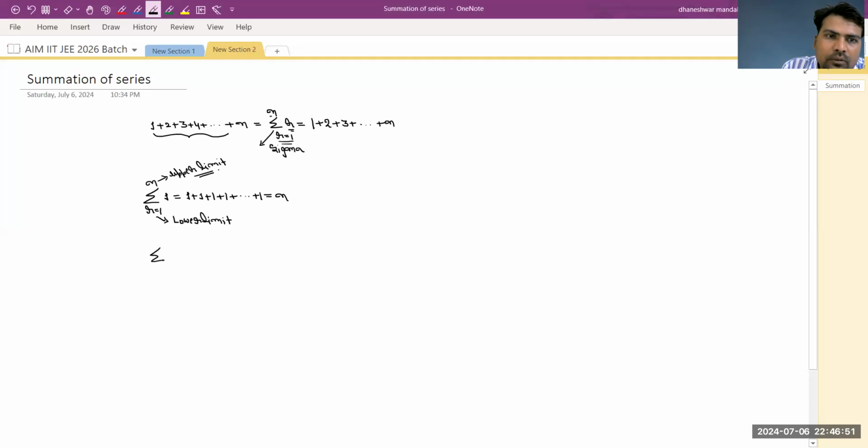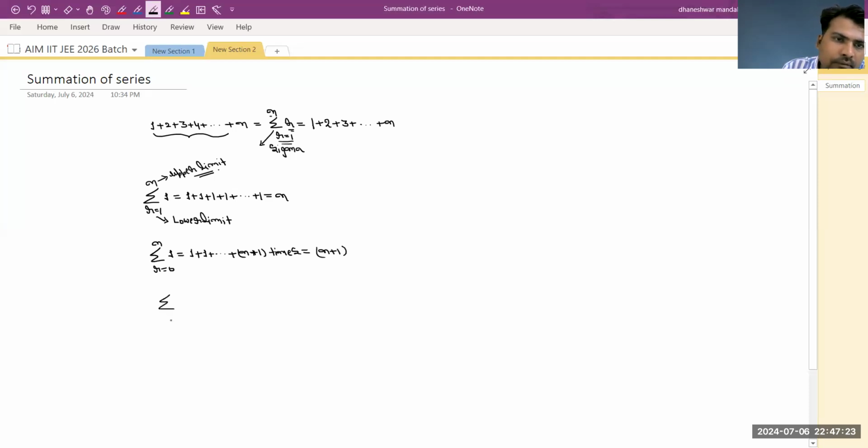Now let's take r equal to 0 to n, and 1 is there. If counting starts from 0, then when the counting is 0 we have 1, again when the counting becomes 1 we have 1, and this process is repeated up to n plus 1 times. So here we have n plus 1.